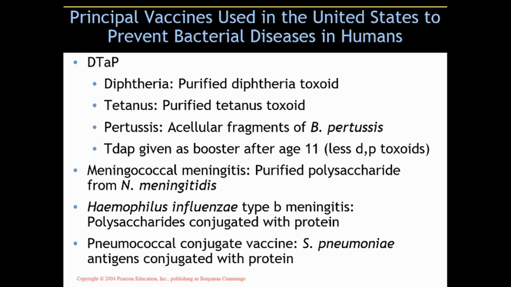So, some principal vaccines that are used in the United States. DTaP. Notice how the lettering of it is: a capital D, a capital T, a lowercase a, and a capital P. The D is diphtheria, the T is tetanus, and the a in front of the P is for acellular pertussis.